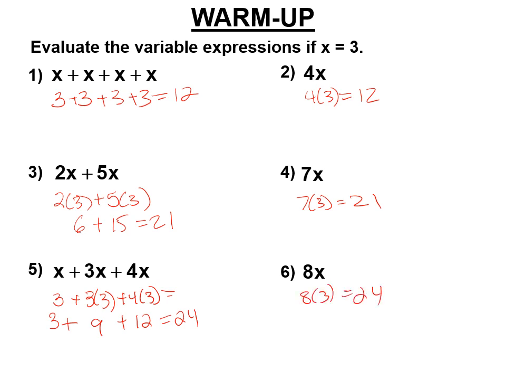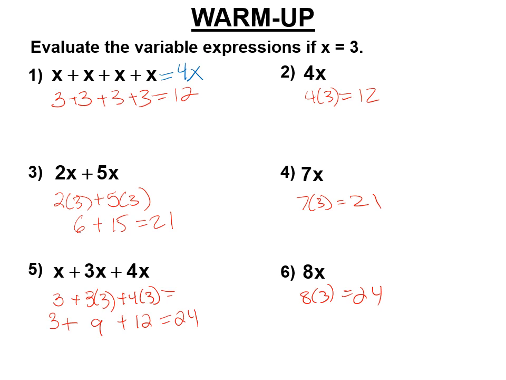So why do these have the same answer? Well, they had to have the same answer. X plus x plus x plus x actually equals 4 times x. There are 4 x's there. And so there, x plus x plus x plus x can be written as 4x.